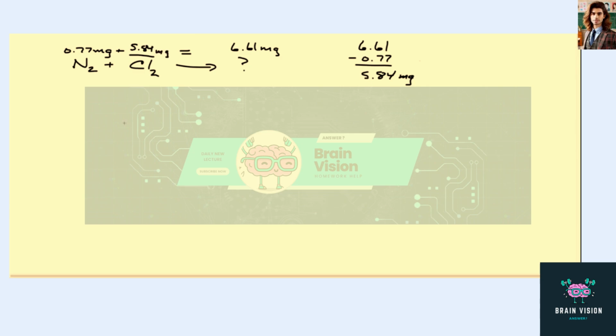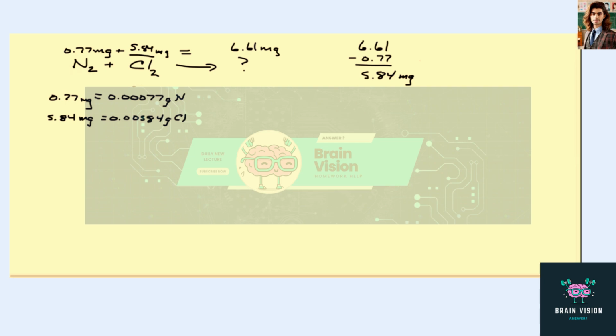Now we can take that and do an empirical formula problem. Now these are in milligrams. We're going to need them though in grams. So we have to divide each of these by 1,000 to get grams. So we're going to have 0.00077 grams of nitrogen, and our 5.84 milligrams is 0.00584 grams of chlorine.